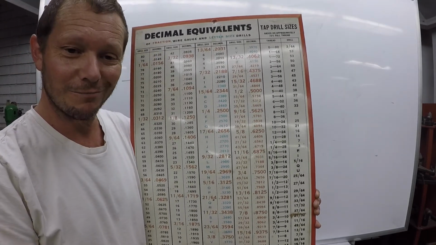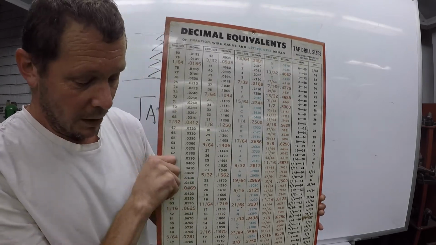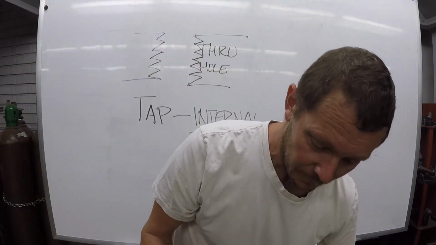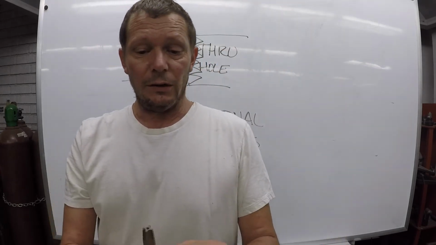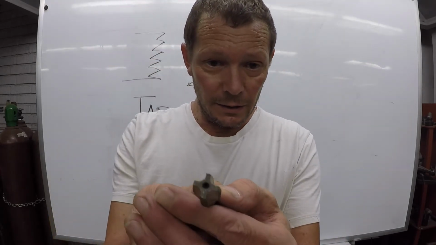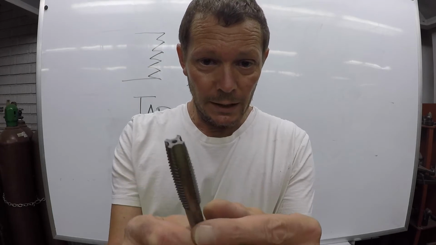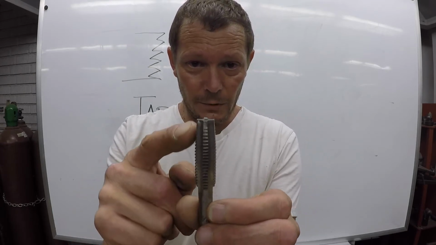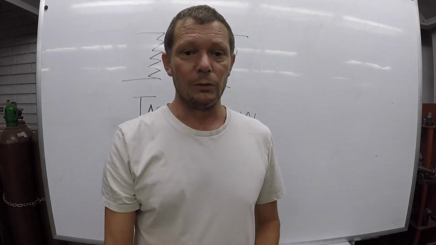Okay. Now, if we look at the tap here, you're going to see that it doesn't cut right at the tip. It only cuts along the side here, and it looks like a screw, only it's designed to cut. So what we have to do is drill a hole first before we use this tap.